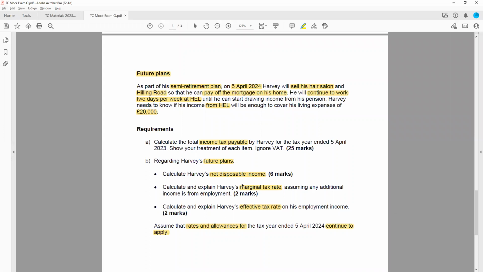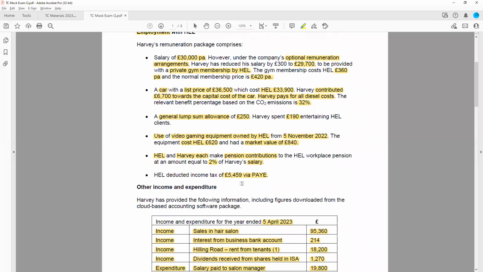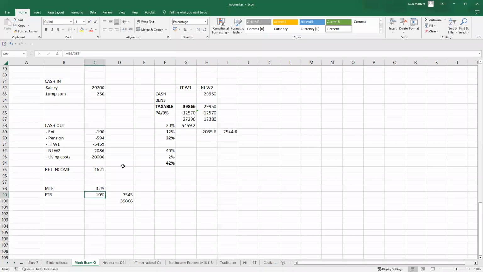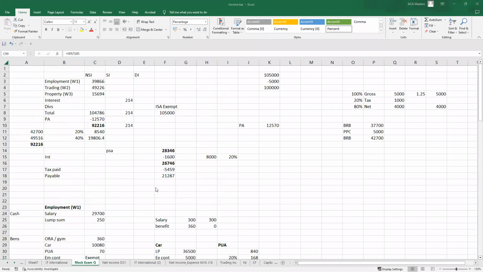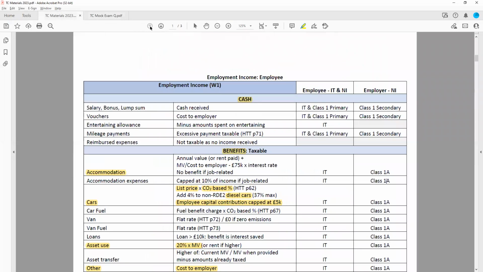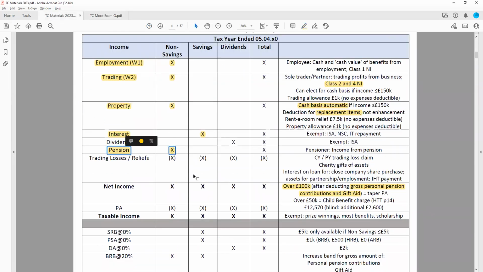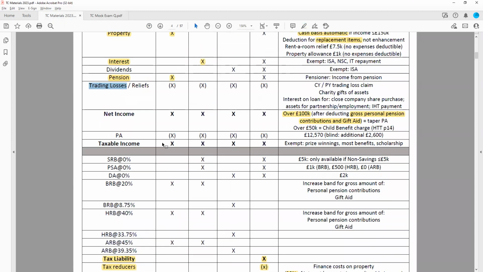So this was a longer income tax question, a really good question. One big scenario, but you've got the employment income, the trading income, the property income, and then one of those net disposable income calculations as well. And we saw all of the main topics in income tax. We didn't really touch on the international aspects much, but we saw employment income, trading income, property income, interest, dividends, pensions, a little bit on losses, the personal allowance tapering, the different bands, PAYE.